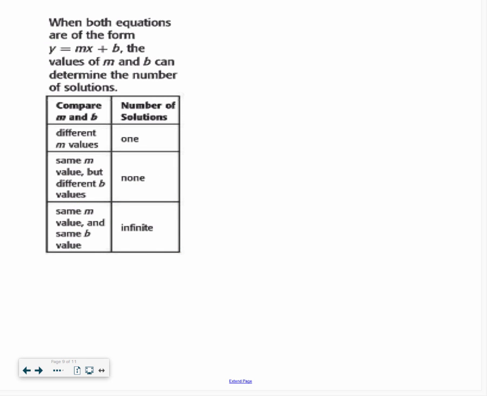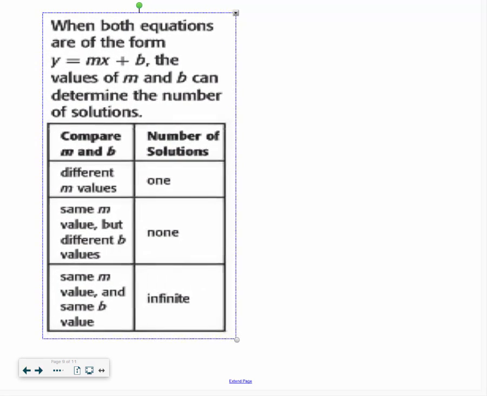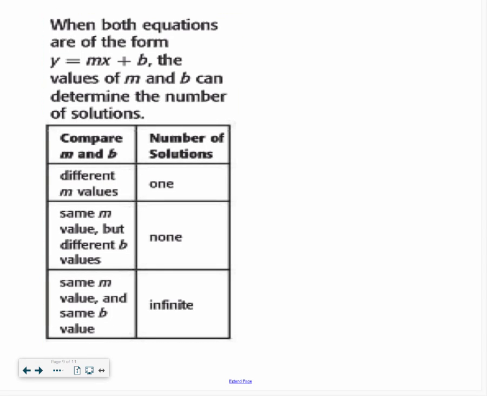All right, so I have a little shortcut here to help you. When both equations are in the form y equals mx plus b, our slope-intercept form, here are a few tricks that you can use based on the values of m and b. If you have two different m values, or 3 or 4, however many graphs you're doing, if they are all different values, you're going to have one solution.